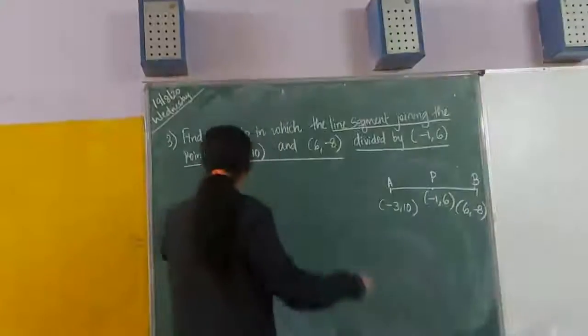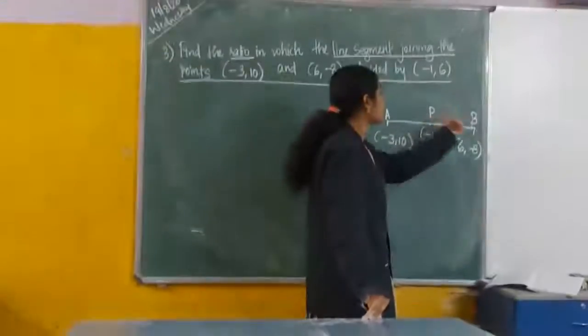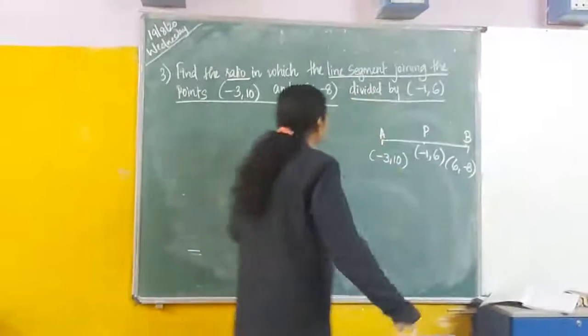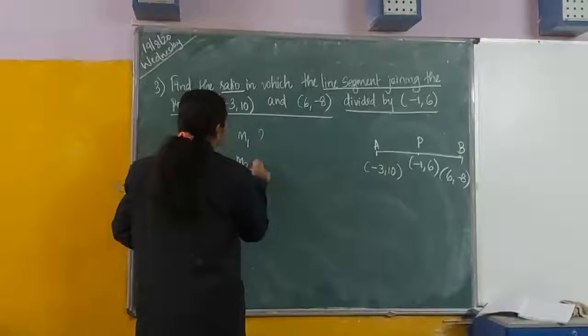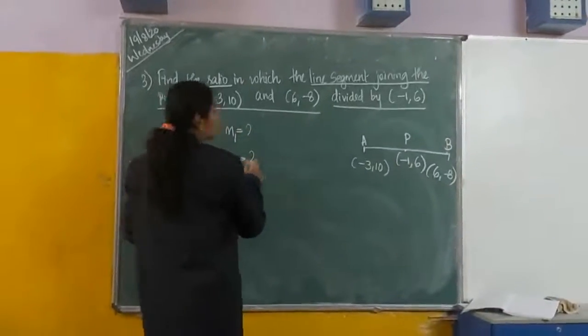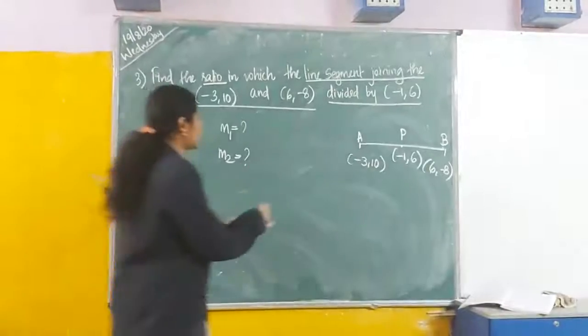What do you want to find? You should find the ratio in which this point divides the line segment AB. So what do you want to find? You should find m1 and m2. So how to find this? Using the section formula only. What is the section formula?